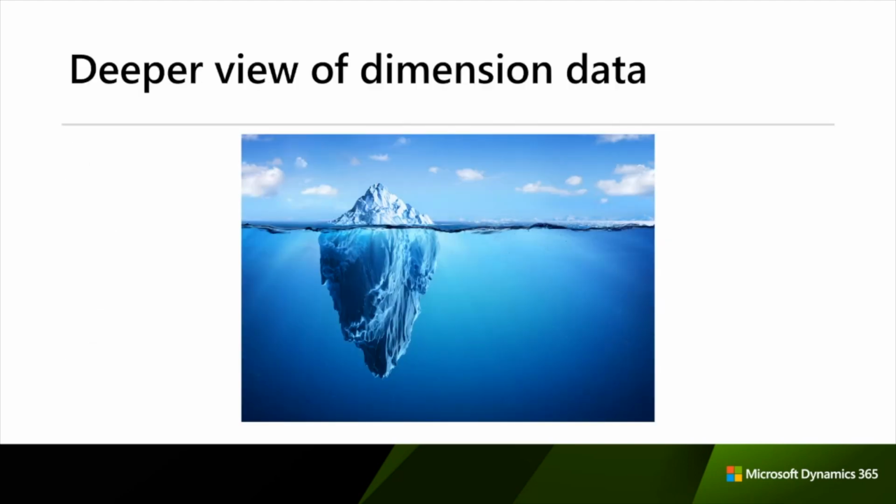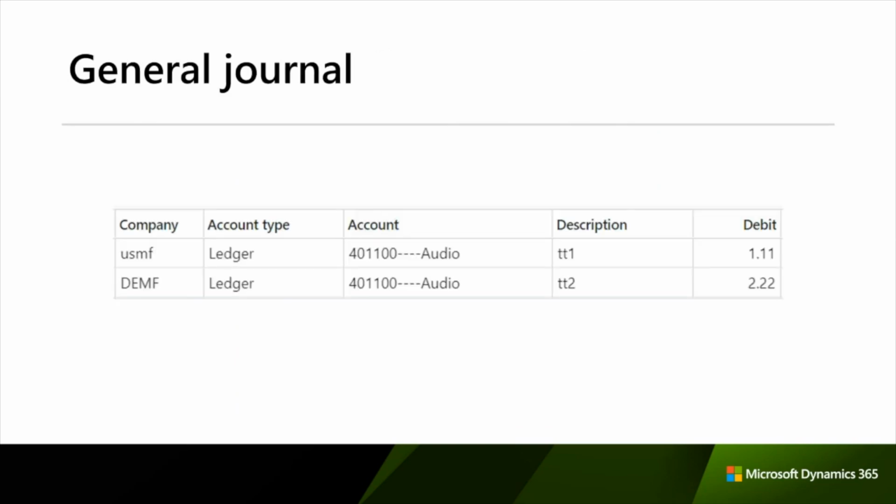So let's take a little deeper view of the dimension data to get a healthy understanding of how it works. I'm using this general journal example. They're in two different companies, so it is going to be cross-company. The first one is main account 401-100 and item group audio in USMF. And the second one is the same values, but in the company DEMF.